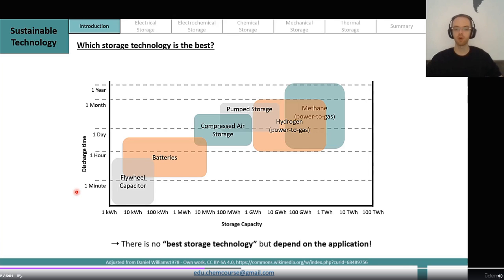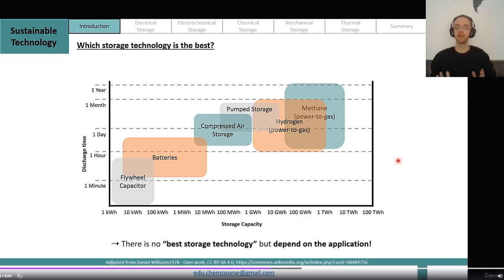And depending on these parameters, typically for low storage capacities and low discharging times, flywheels and capacitors are the typical kind of energy storage. Going up to higher storage capacities and a little bit longer discharge times, we find the batteries. And if we increase our storage capacity further and increase our discharge time, we usually end up at compressed air storage, pumped storage, hydrogen, which is, for example, generated by power-to-gas facilities, or methane, also produced by power-to-gas.